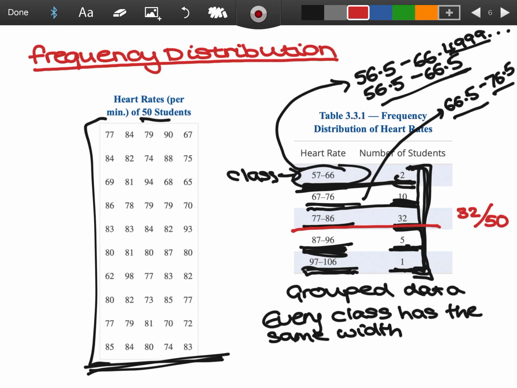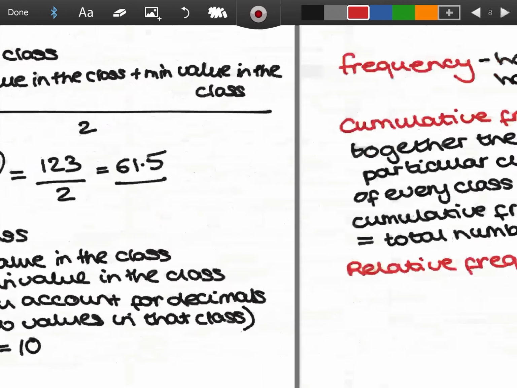Now you can write this as a fraction. It's normally seen as either a fraction or a decimal. Occasionally you'll see it as a percentage. Okay, it's easy to do in this case. So we've got 32 out of 50. If you wrote that as a decimal, it would be 0.64. Okay, if you wanted it as a percentage, it would be 64%. But they will tell you in the question how they want you to write it, but normally it's as a fraction or a decimal. Okay, so the relative frequency is just the proportion of people or things that fall into that particular class.